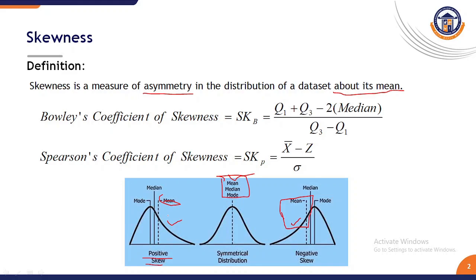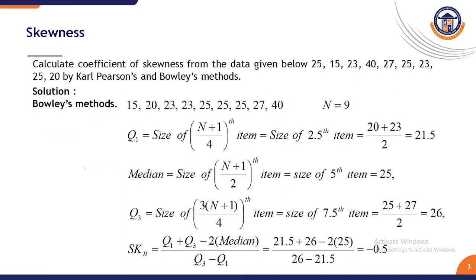This skewness can be evaluated by using different formulas, Bowley's and Correlation coefficient of skewness. These calculations are explained in the example. Calculate coefficient of skewness for the data given below by Correlation and Bowley's method. First, I am explaining the calculation of skewness by Bowley's method. This is the individual data.